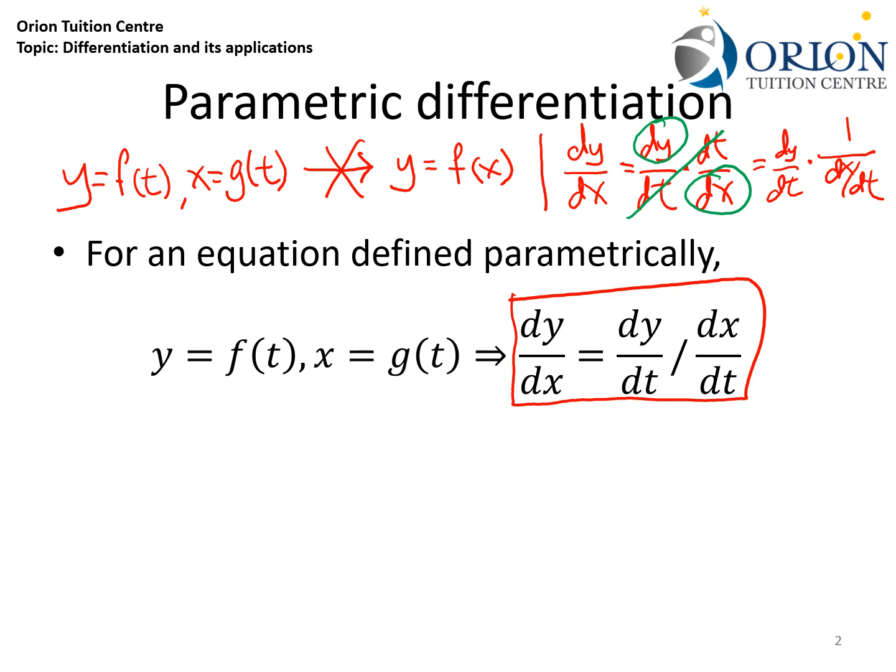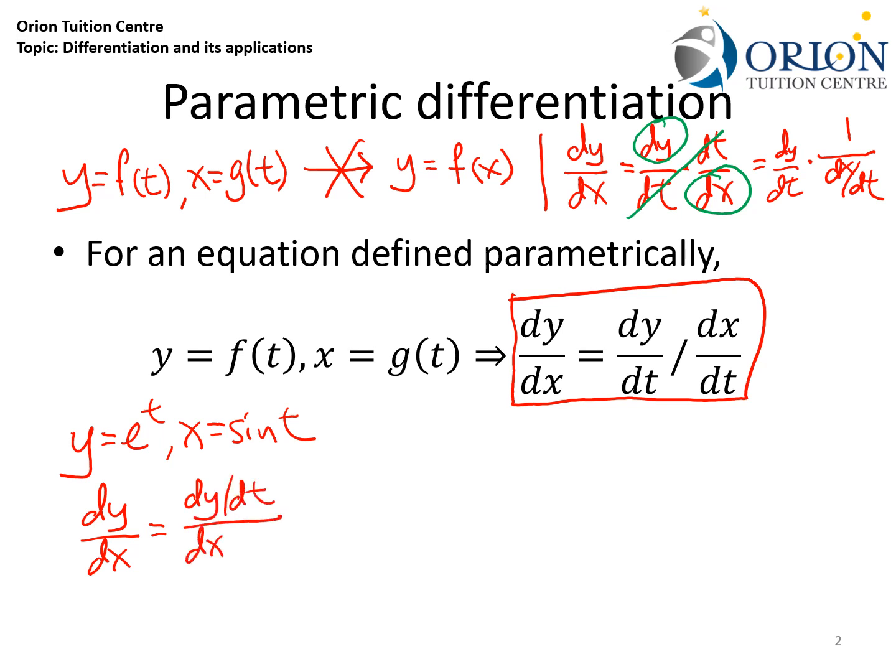For example, if I have the function y equals e^t, x equals sine t, to differentiate this equation, I can do dy/dx equals dy/dt divided by dx/dt. dy/dt is simply the differentiation of e^t, which gives me e^t, divided by dx/dt, which is the differentiation of sine t, and this gives me cosine t. And this term over here will be the differentiation of my parametric equation y equals e^t, x equals sine t.